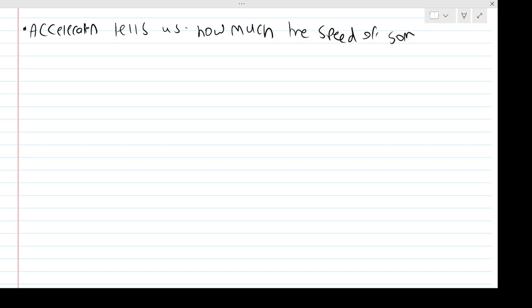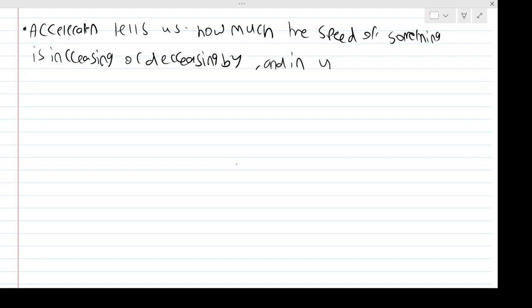The last thing we need to look at is acceleration, okay? Now what acceleration basically tells us, basically if the speed of something is increasing or decreasing, okay? Tells us how much the speed of something is increasing or decreasing by. Okay, and in what direction.